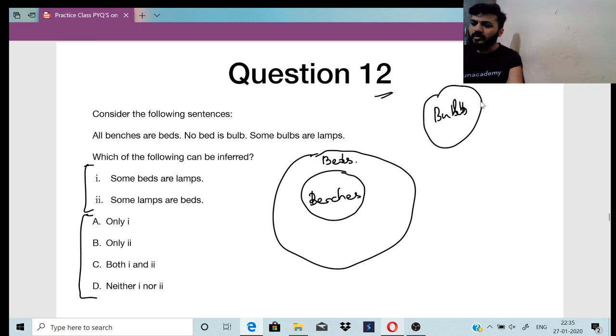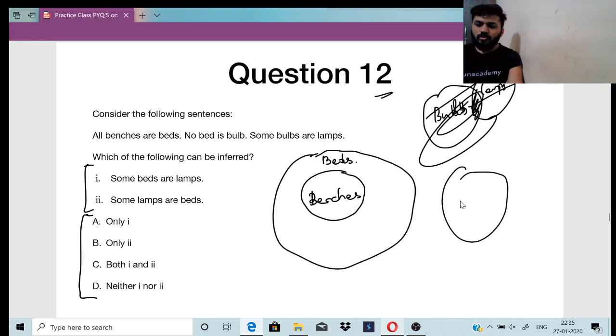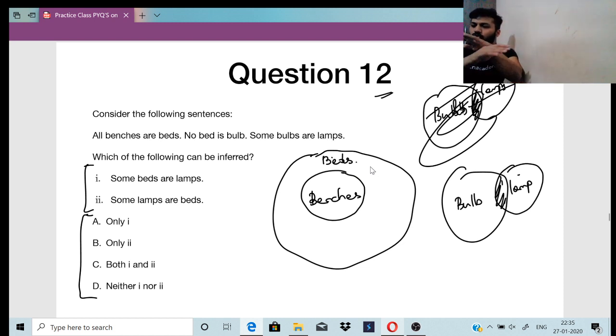No bed is bulb, and some bulbs are lamps, right? I'll write it again if you guys want. Okay, no bed is bulb, meaning there is no relation between bulb and bed. And some bulbs are lamps. So if you see it, some beds are lamps, right? Lamps and beds, they are different, they are not at all together.